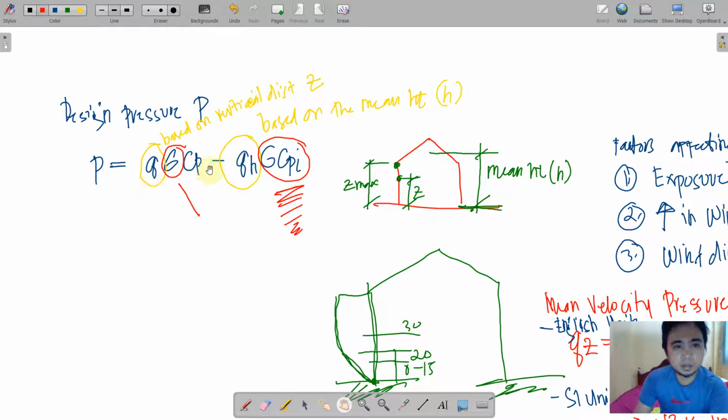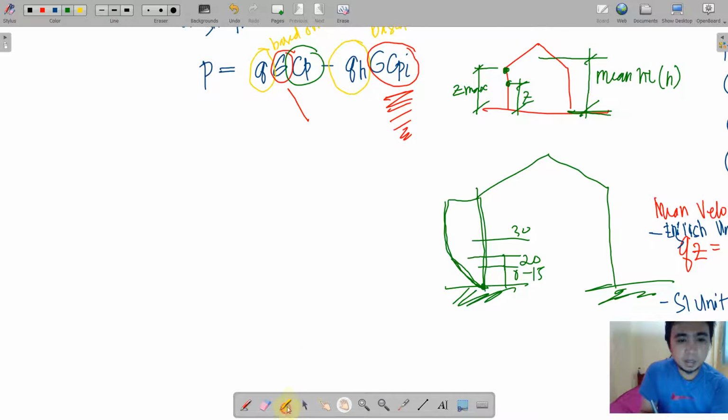So P here is equal to this minus that. Kapag open, magiging 0 na yan. So ang effect, as an effect, we have Q, G, CP. So, ano ba yung CP dito? So, this is the wind pressure coefficient. So, it depends whether you are concerned with the wall or the roofing. So let me have this simple illustration.